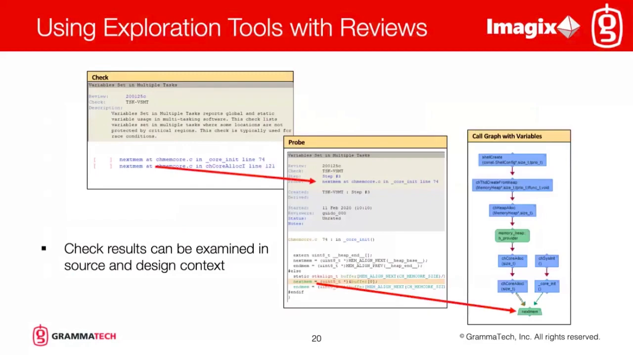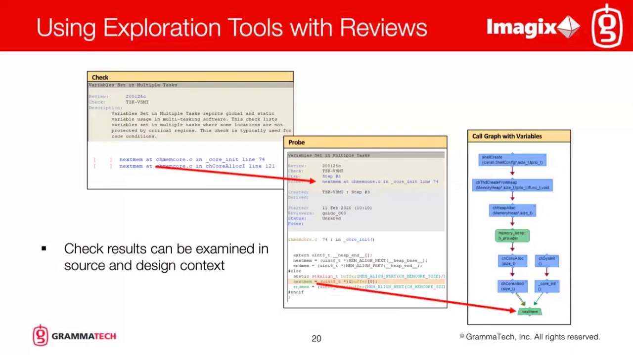So on the left, we see a check. And if you look closely, and this is really hard to read, you can see that it's named variable set in multiple tasks. Within that check, there are two items or potential issues that are listed. And these are warnings that have been flagged by the static analyzer and imported into Imagix 4D as a potential defect. Inside of Imagix 4D, we call these probes.